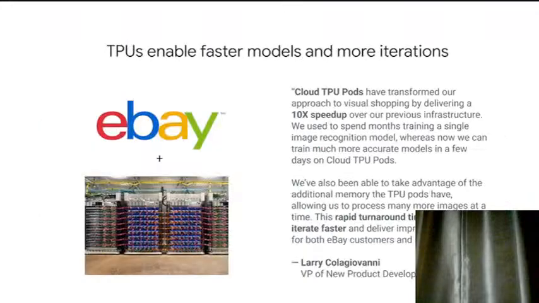One such business that uses TPUs is eBay. They use cloud TPU pods to deliver faster inferences of predictions to their users by a factor of 10. That's a 10x speed up. The decrease in model training time has also led to faster model experimentation. ML model training and feature engineering is one of the most time-consuming parts of any machine learning project. eBay's VP of New Product Development remarked that the additional memory of the TPU pods enabled them to improve their turnaround time and iterate faster.